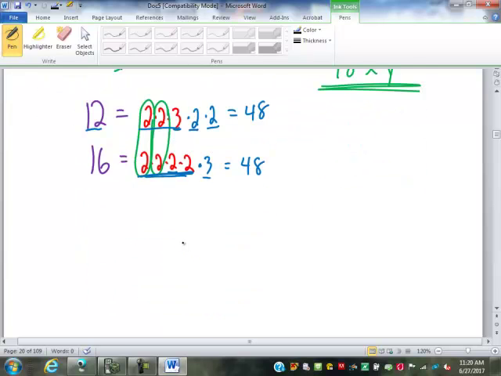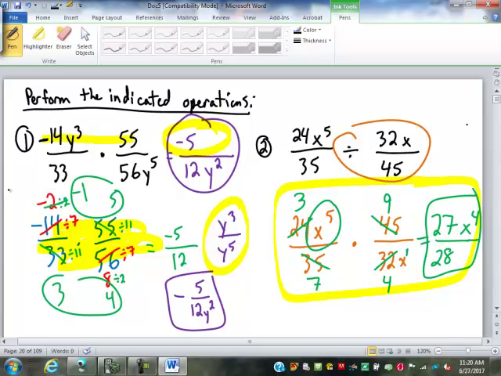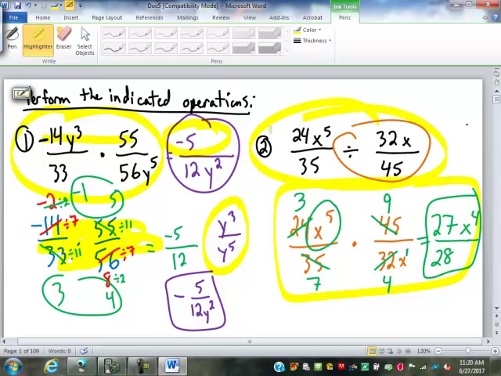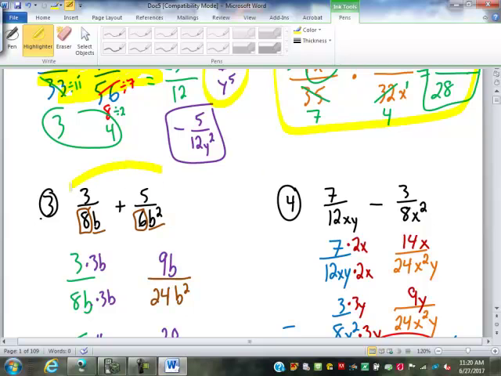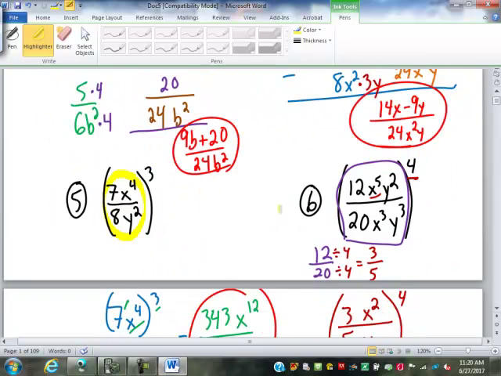We have our operations with the variables and the fractions that we did to start off the day. Remember these lovely things? Multiplying, dividing, adding and subtracting, and even powers of the fractions with variables in them.